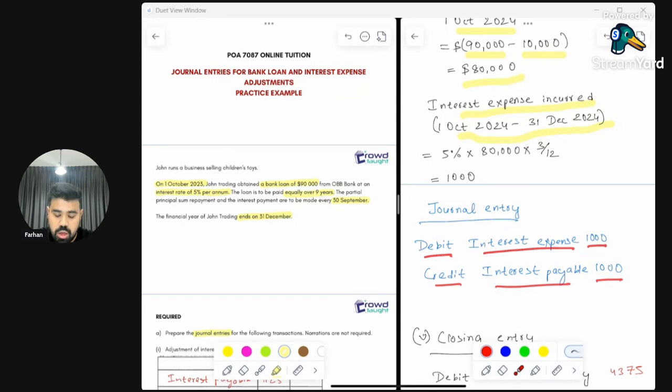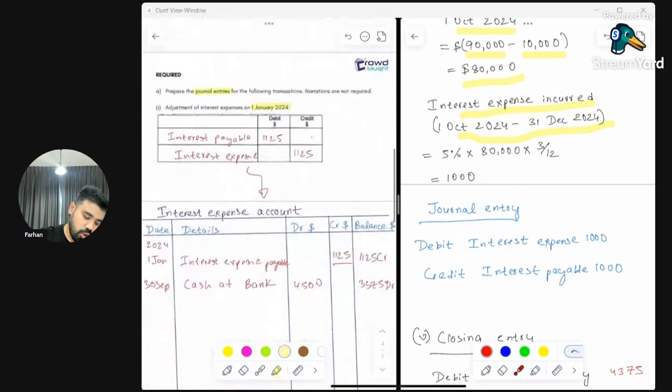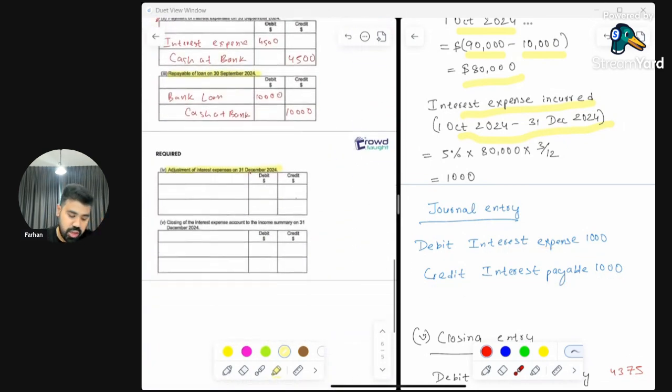All right. So let me just fill this entry within the space of the table given here. So we are debiting interest expense by $1,000 because when expenses go up, we debit them. And we are crediting interest payable by $1,000 because interest payable in itself is a current liability, and when liabilities increase, we credit them. Okay?